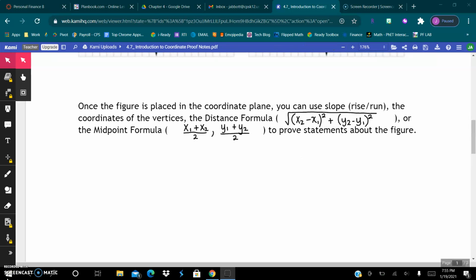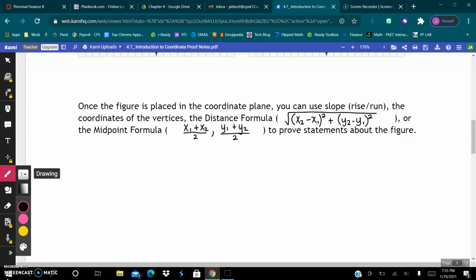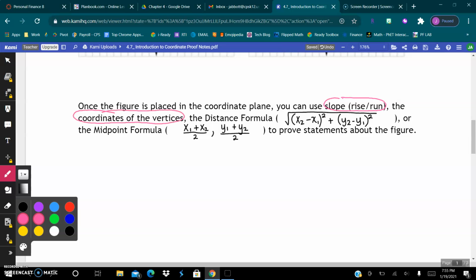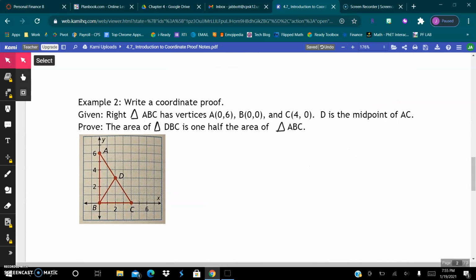Once the figure is placed in the coordinate plane, we can use a few different things to prove statements about that figure. So one of those things is the slope, which is rise over run, the coordinates of the vertices, so the ordered pairs of those points, the distance formula, or the midpoint formula to prove. So all 4 things there we can use. So I definitely suggest writing down the distance formula and midpoint formula so that you have those.